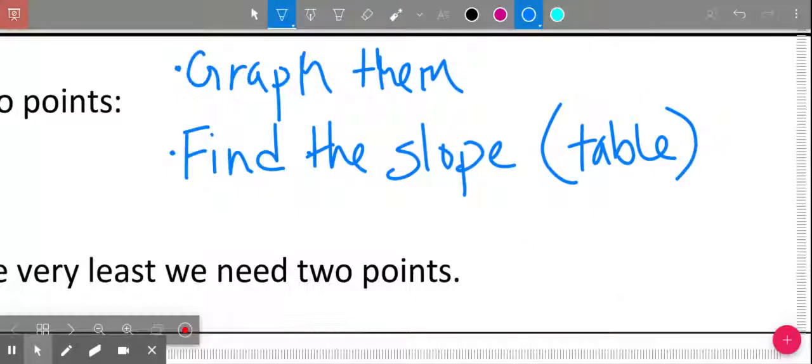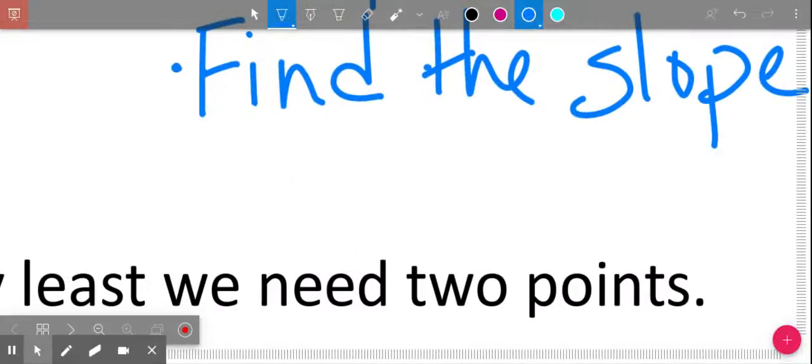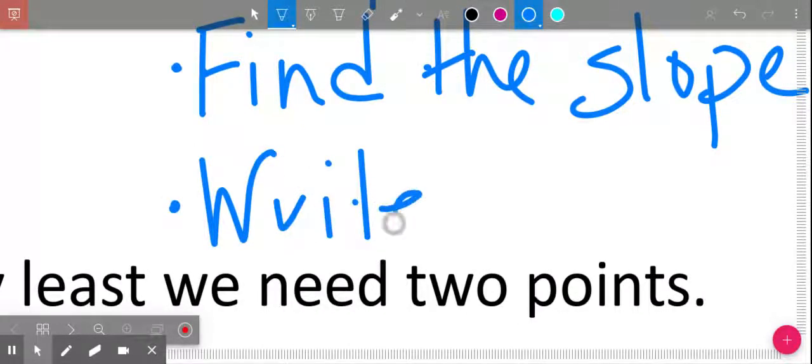Okay, let's see here. What else can we do with 2 points? You can graph them. Okay, you can find the slope. That's really about it. So today we're going to look at what happens if I give you 2 points. Okay, and I need you to write the equation. So today we're going to talk about how can I write the equation from 2 points.